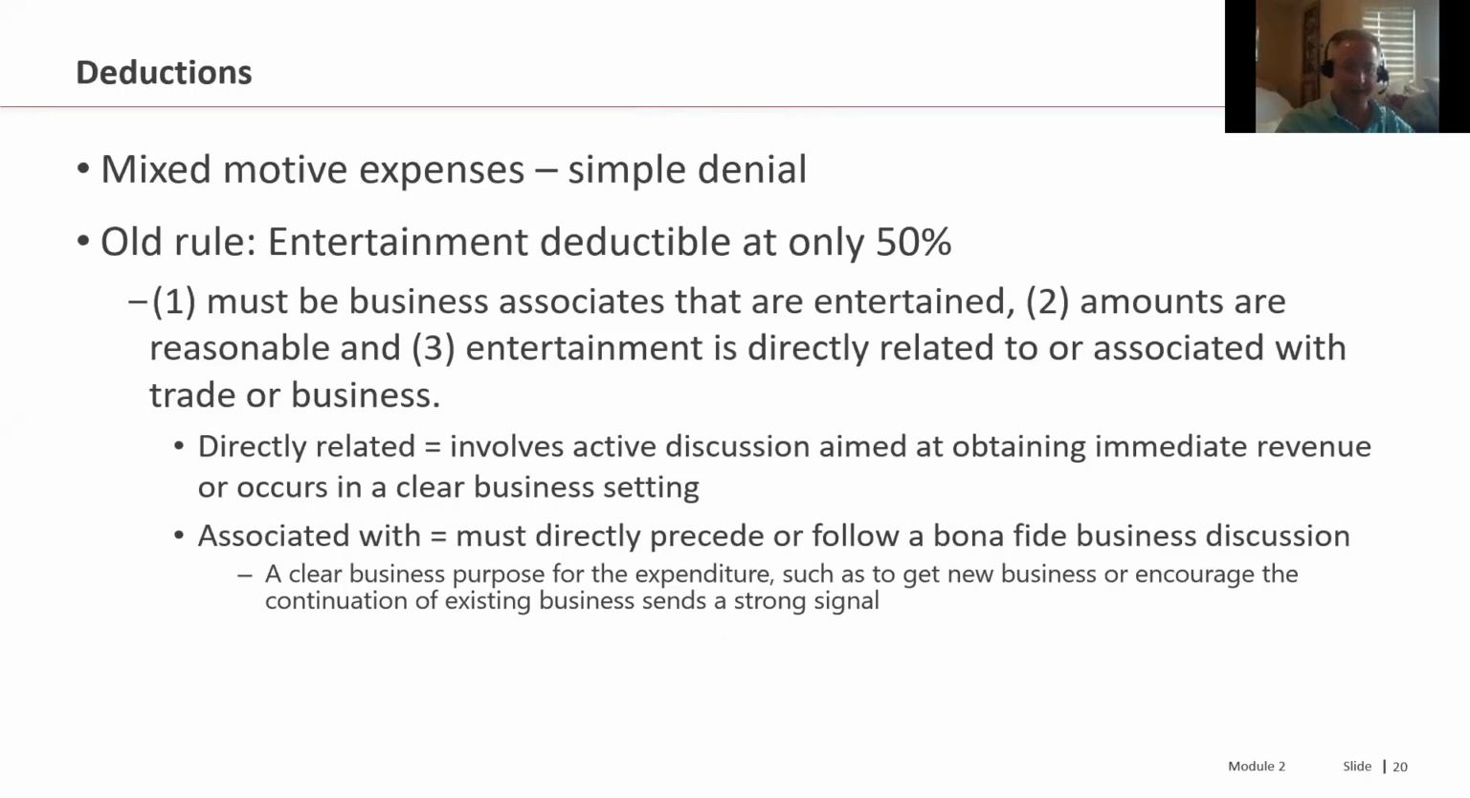So directly related rules means that you are having an active discussion during the meeting or it's in a clear business setting. Associated with means it would directly precede or follow a bona fide business discussion. So let's say, for example, you had a meeting with a client and you discuss business at that meeting, and then when the meeting's over, you guys go to the basketball game, right?